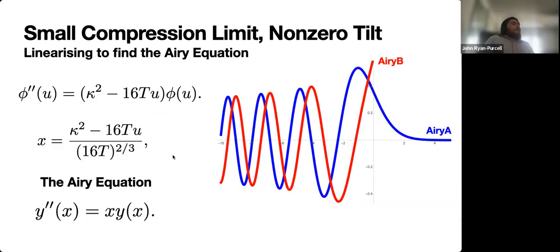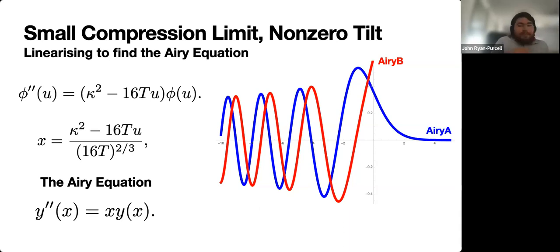There we go, which is where we have the small compression limit again, but non-zero tilt this time. We have a linearization of our original equation, which is a rescaled version of the Airy equation. So solutions of the Airy equation are given by Airy A and Airy B solutions, or linear combinations of Airy A and Airy B functions.